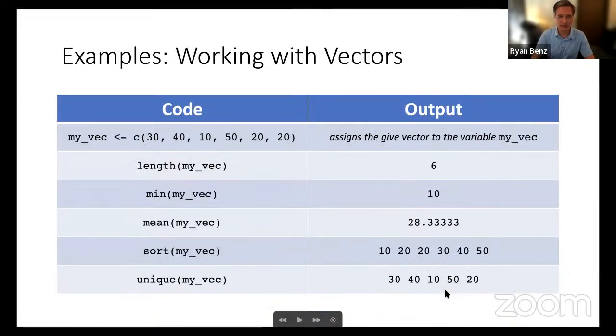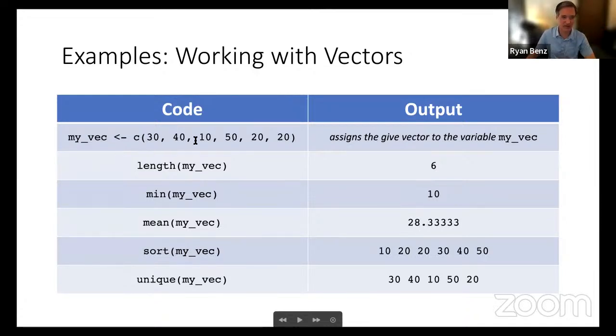So let's get some examples here of working with vectors using functions. Here's just another example of making a vector through variable assignment. We've already covered this, we already know how to do this. We can use this length function on the vector to get how long it is. This one has 6 values. We can get the minimum value, which in this case is 10. We can get the mean of that, which happens to be 28.3 repeating.